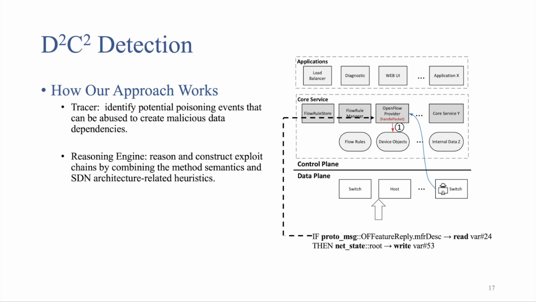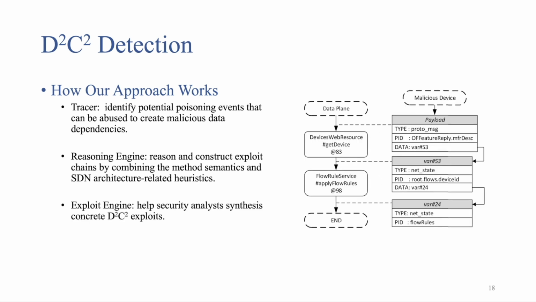First, in the if sub-sentence, the reasoning engine will decide that this event collects data from the data plane control messages. Then, the engine leverages program semantics and heuristics to decide that the sensitive method can poison the device objects, which is one of the data items in the controller. And in the last module, to facilitate the complex payload generation, we further visualize the entire chain.